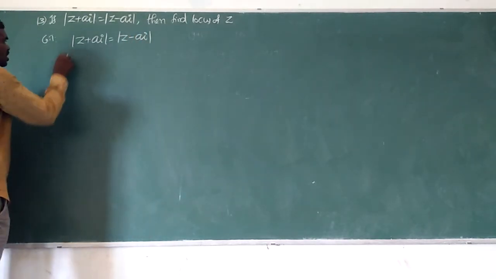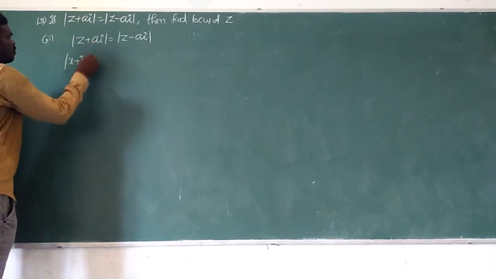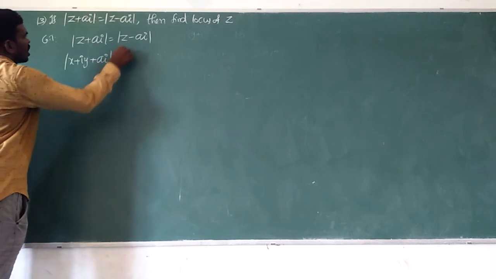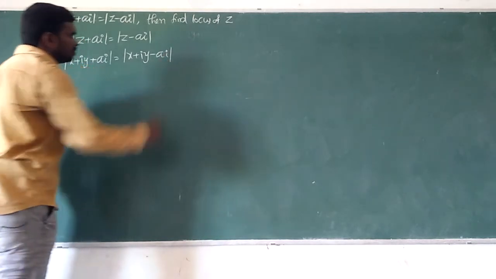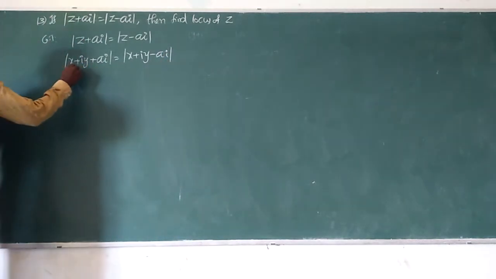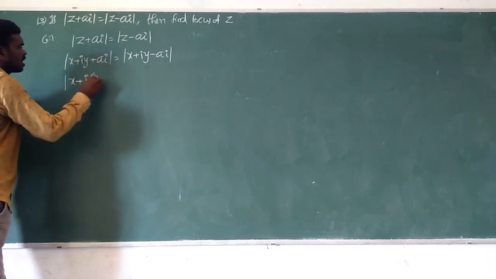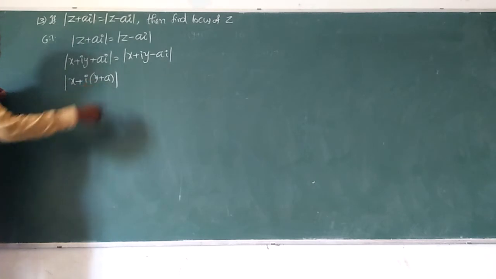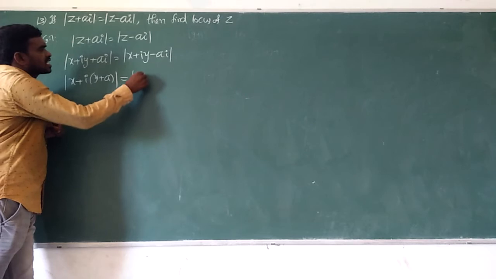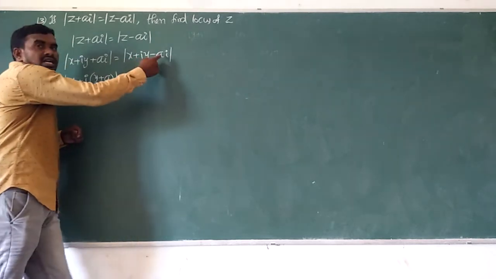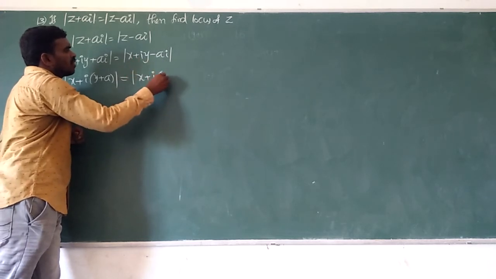Modulus of z, we know that z means x plus iy. So x plus iy plus ai is equal to, again, modulus of z, x plus iy minus ai. Here what is the real part? Only x. What is the imaginary part? The i coefficient: take out i, remaining y plus a. Next, x is there, and imaginary part i is common, remaining terms are y minus a.